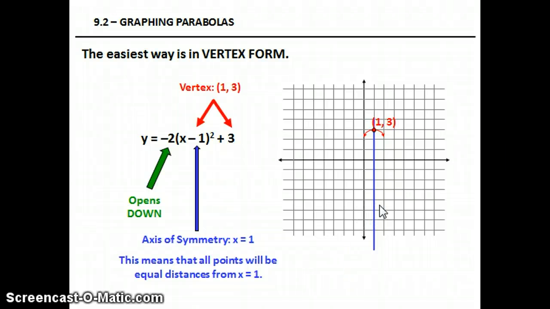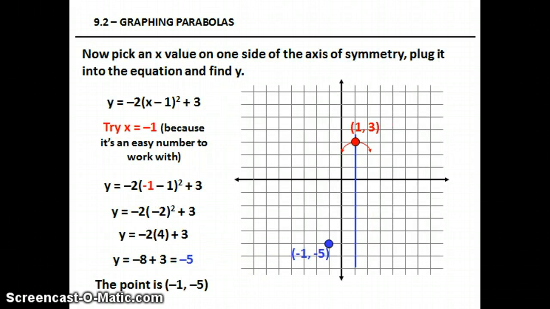And that means that all the points will be an equal distance from this line, because these are symmetrical. So if there's a point over here, 2 units away from the axis of symmetry, it's going to be 2 units away on the other side. Alright, so now it's simple. Pick an x value on one side of the axis of symmetry, plug it into the equation, and then we're going to find y. I like to pick zeros, -1s, 1s.